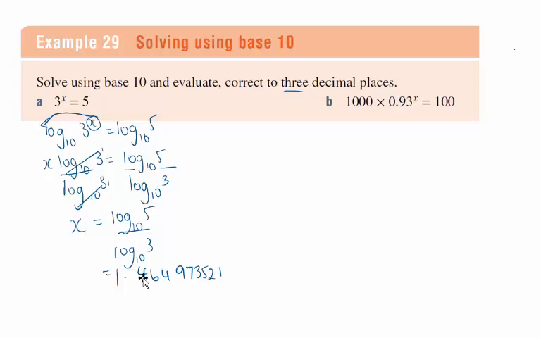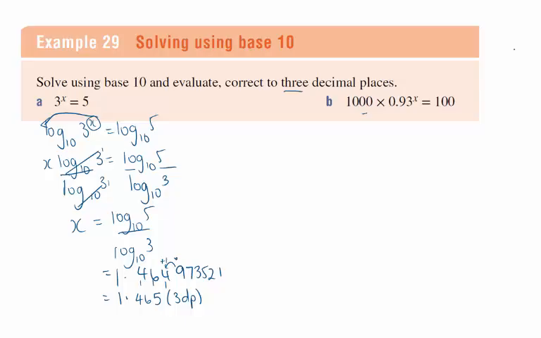So it says 3 decimal places, so 1, 2, 3. Look at the next one, that means add 1 because it's more than 5, so it's 1.465, and we'll tell everyone the level of accuracy.